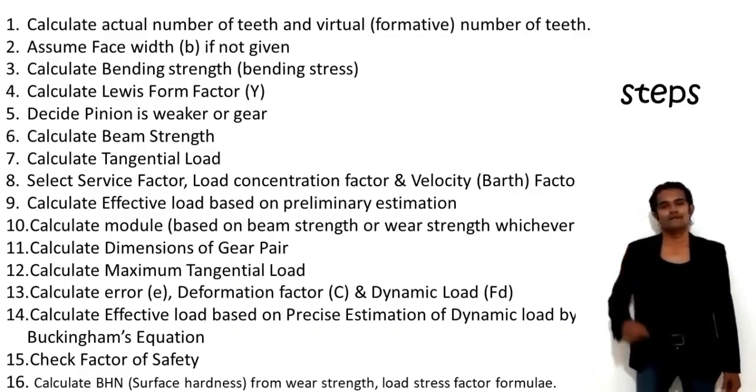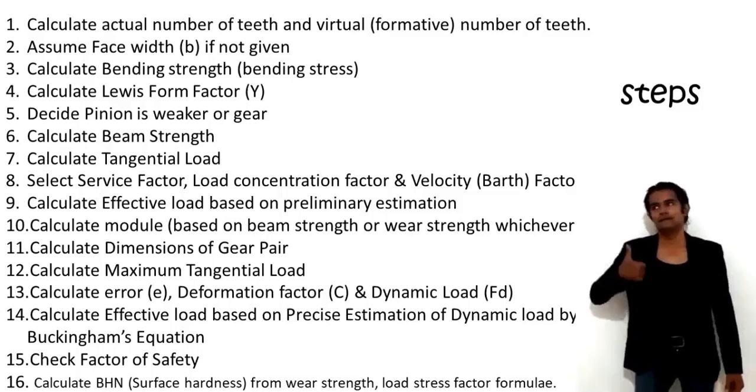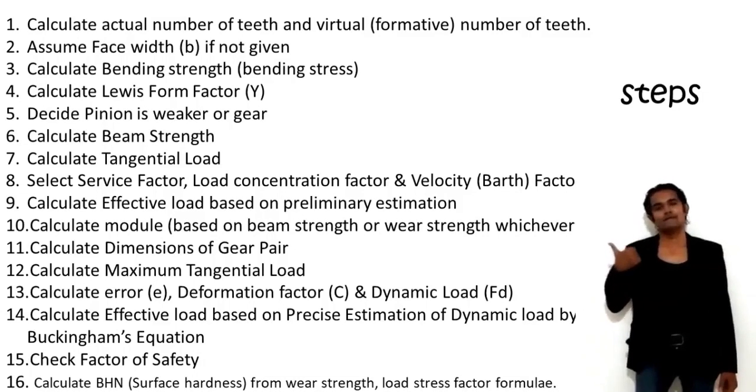Finally guys, these are the steps. First I calculated the actual number of teeth, then the face width, then the bending strength Lewis form factor. Fifth step, I had to assume whether the pinion or the gear is weaker. Next step, I had to calculate the beam strength. Here the seventh step is not to calculate the wear strength, I had to calculate the BHN. So that step has shifted to step number 16.